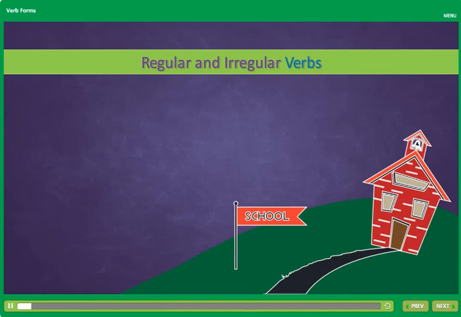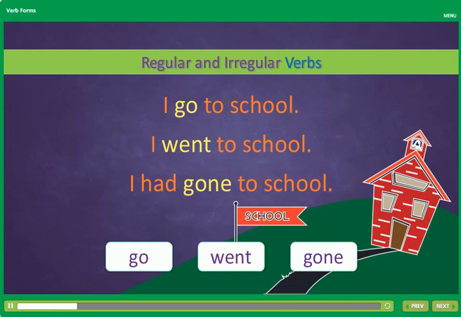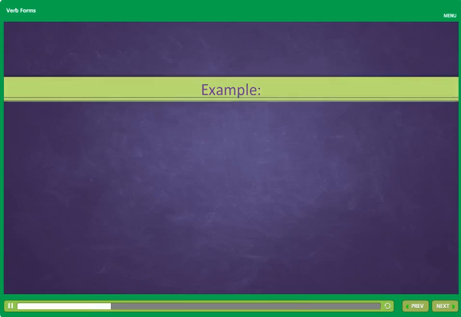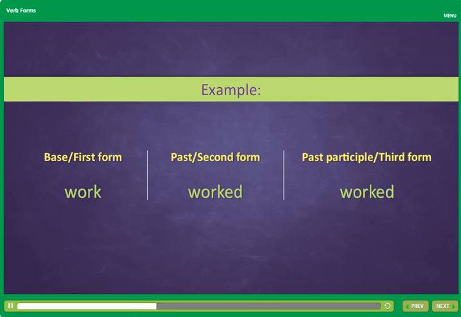Consider these sentences. The base or first form is go. Its second form is went. And its third form is gone. Second forms and third forms can be regular or irregular. Regular second forms and third forms are identical as ed is added to the base to create both forms.